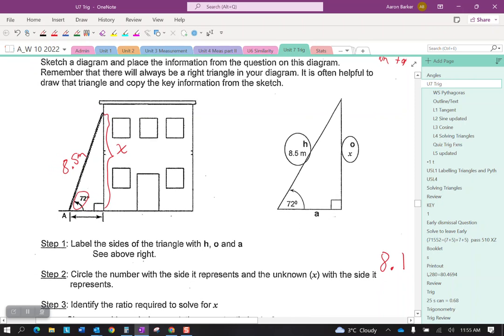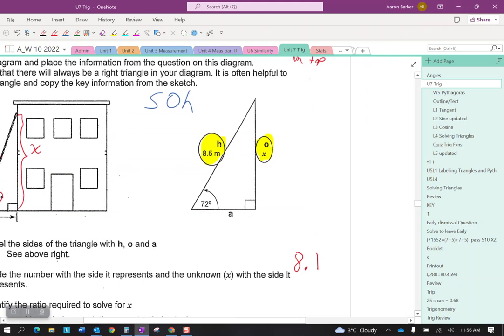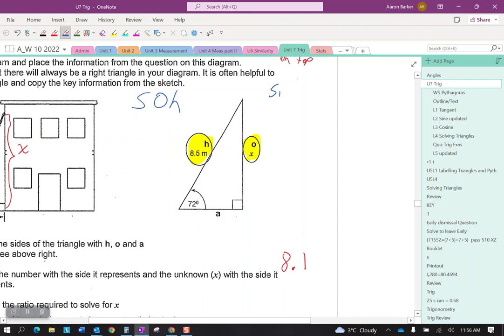Now you label your HOA, and you're trying to find the opposite side. You know H. Which ratio should we use? Which one has O and H in it? So, S-O-H, so then you start by writing sine theta equals O over H. That's the first step.